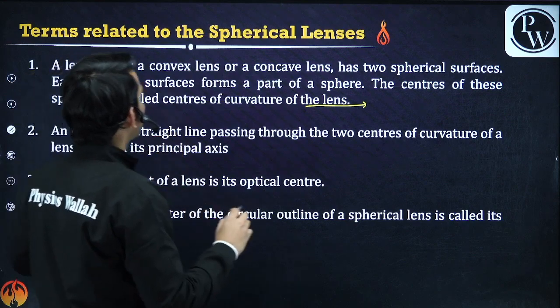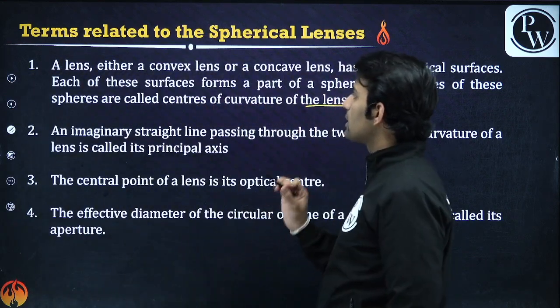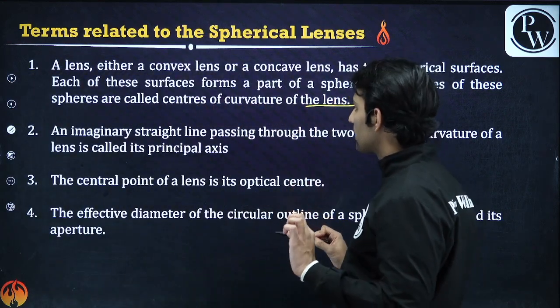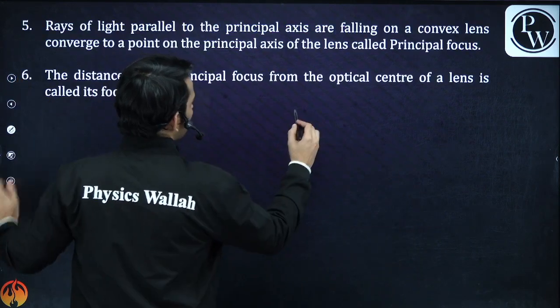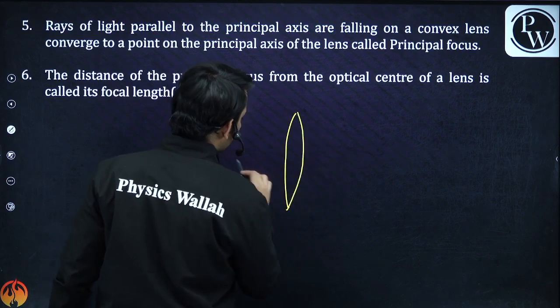Clear? So the center of these spheres is called the center of curvature, and the imaginary straight line passing through the two centers of curvature. Let's say if I draw the lenses, right?